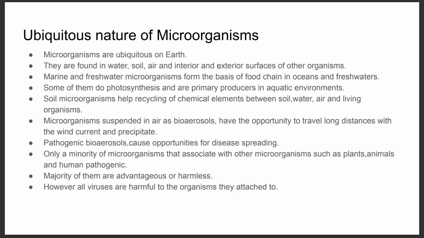Ubiquitous nature. Ubiquitous means widespread, spread on everywhere. Microorganisms are ubiquitous on Earth. They are found in water, soil, air, interior and exterior surfaces of other organisms. Right? Microorganisms, they are widespread on Earth. Every habitat. They can live in any habitat.